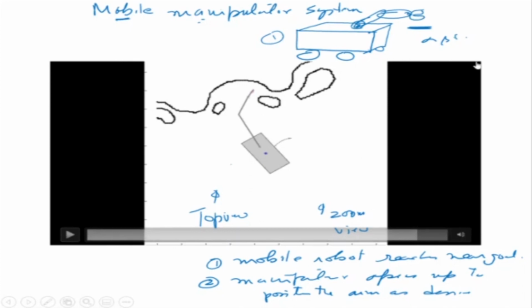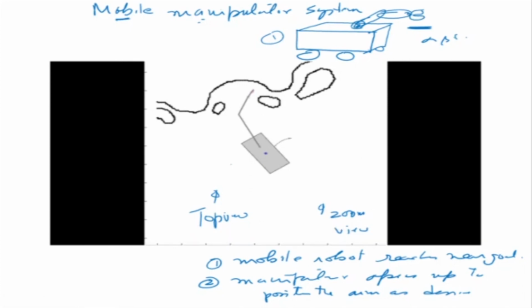So this was an example of a mobile manipulator system where we are using a potential field function on the manipulator and the robot, but initially the manipulator is fixed, it's not moving. Only when it comes near the goal position, then the manipulator is enabled. So these are interesting applications for mobile manipulator systems.